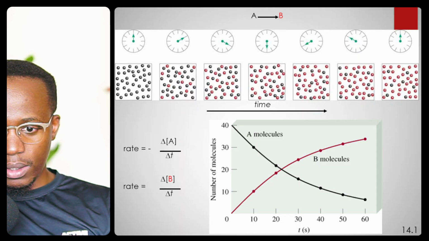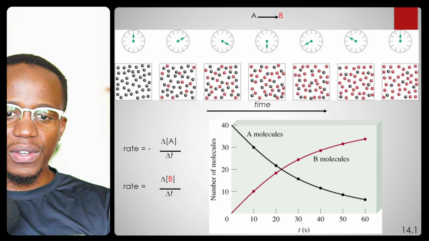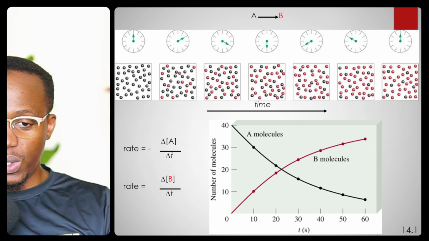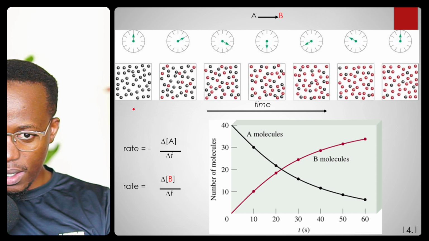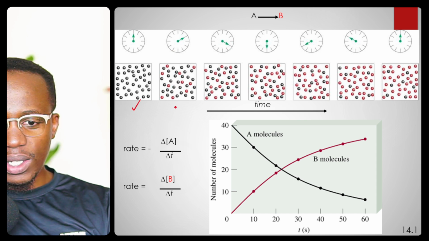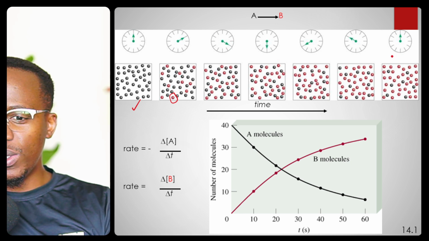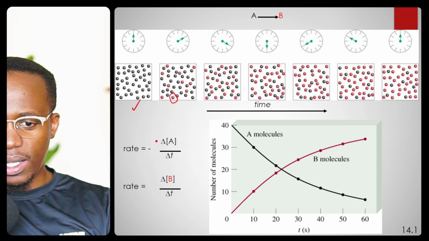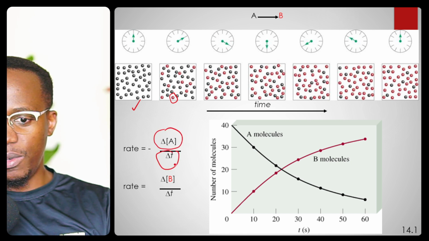All right, we're back. So if I have a reaction, we're going to start with the reactants. If A is going to B, we're going to start with A. And then over time, you start to make B, which is red here. And eventually you're going to end up with most of B. So again, the rate is the change in concentration of A over change in time.